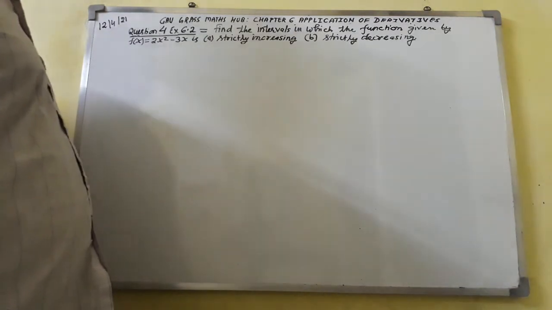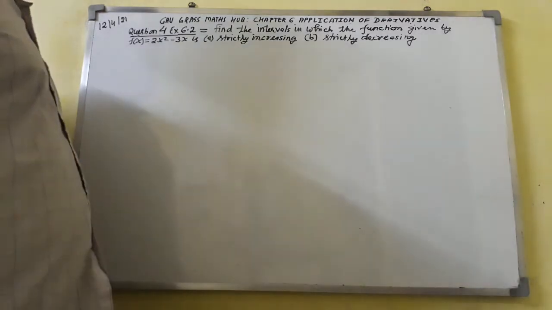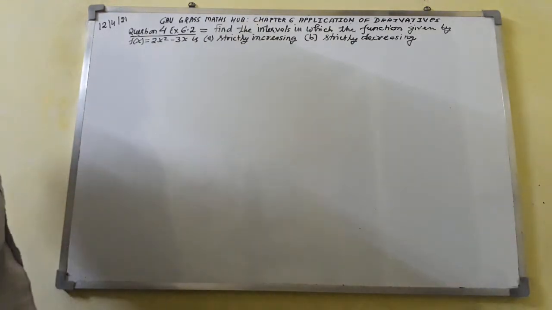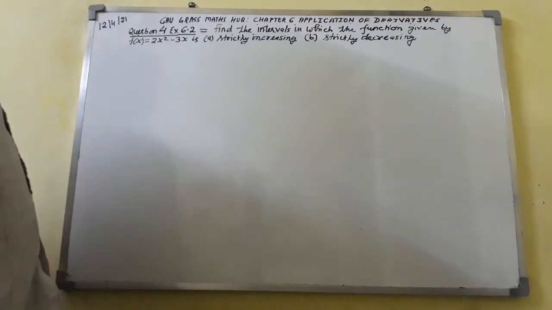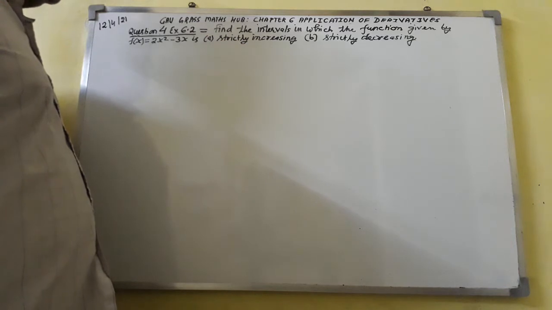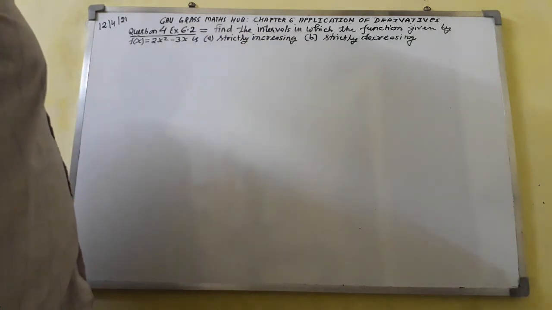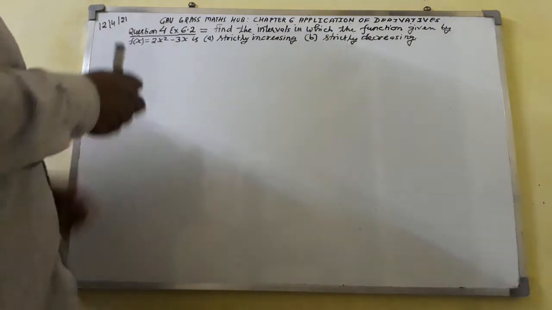I shall explain question number 4, exercise 6.2, chapter 6, application of derivative of NCERT 12 mathematics. The question is: find the interval in which the function given by f of x equal to 2x square minus 3x is (a) strictly increasing, (b) strictly decreasing. Now come to the solution.